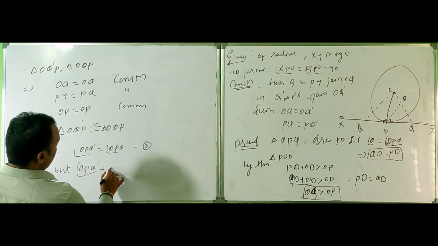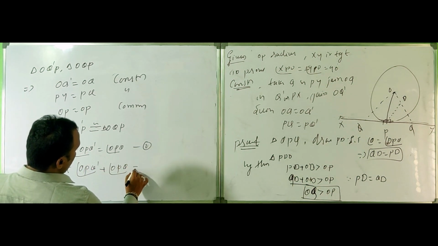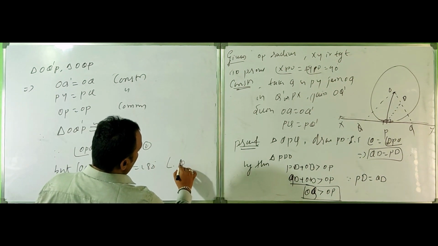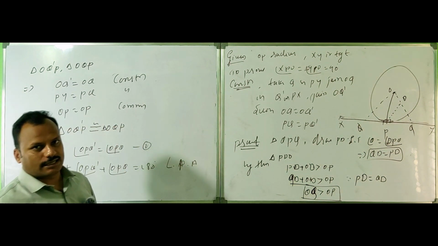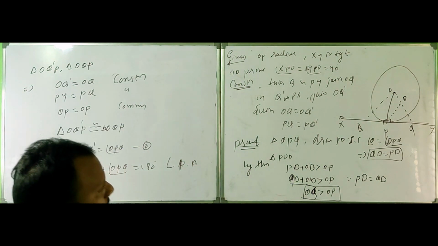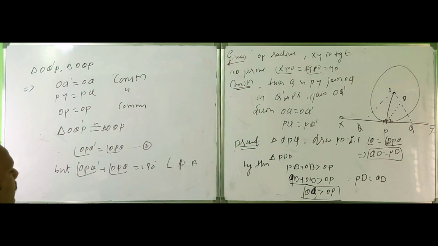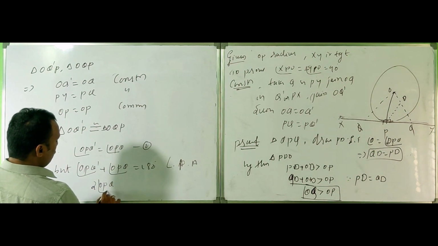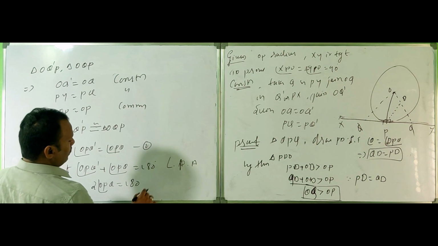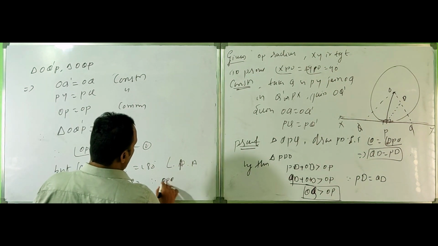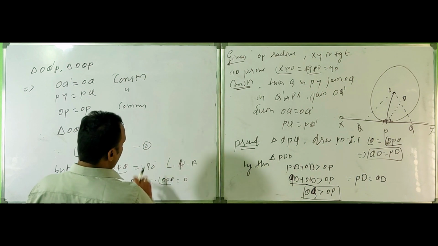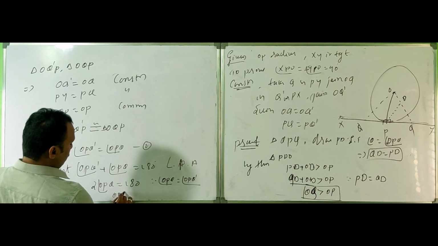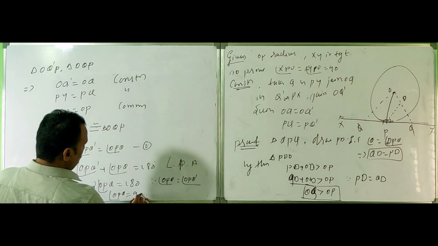OPQ' plus OPQ is equal to 180 degrees, linear pair angle, LPA, because OP is a common line. The sum of the linear pair angles is always 180 degrees. So this can be written as 2 OPQ is equal to 180, because from 1 we can also write OPQ' as OPQ. Therefore, OPQ is equal to 90 degrees.